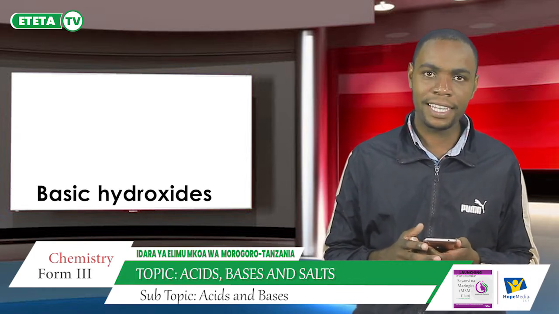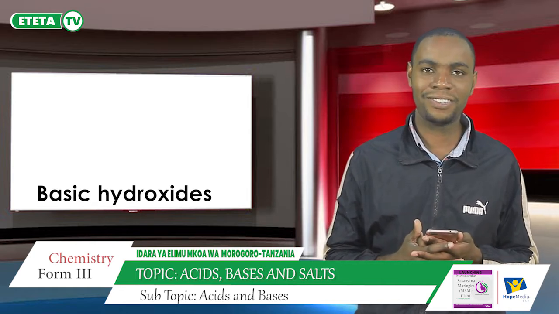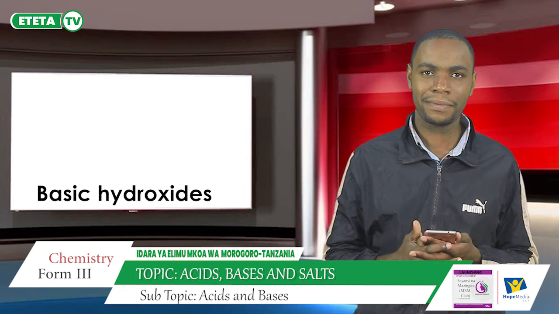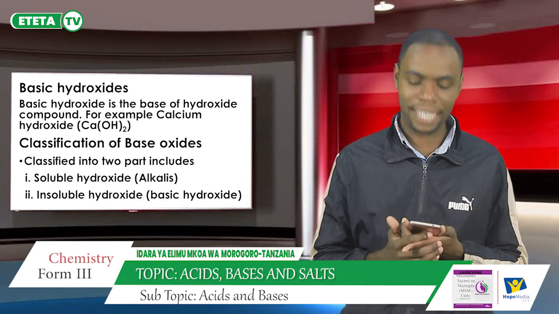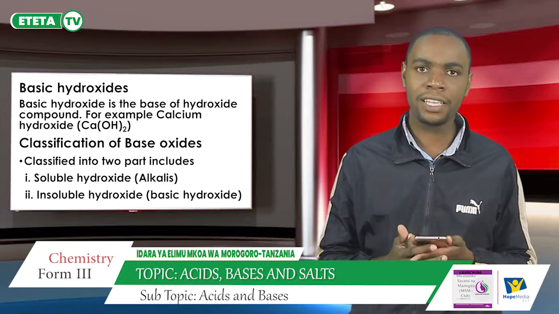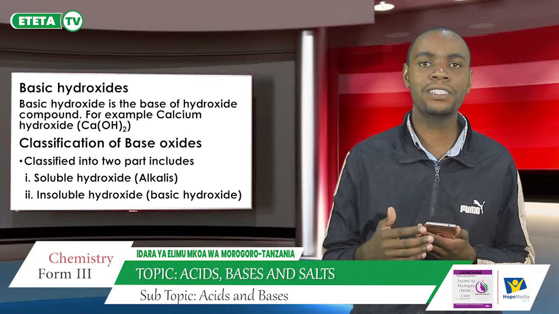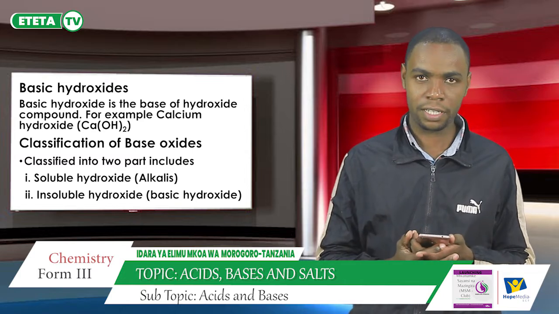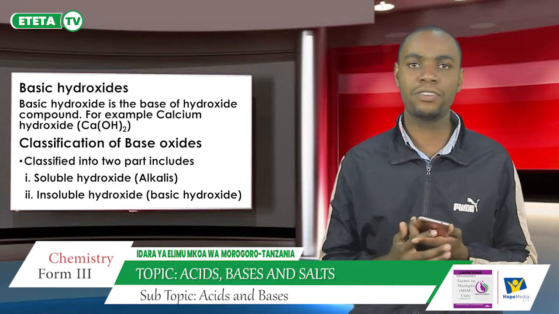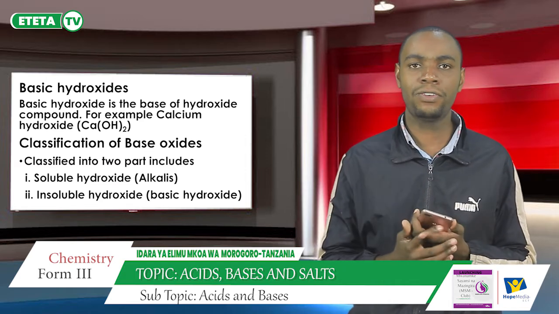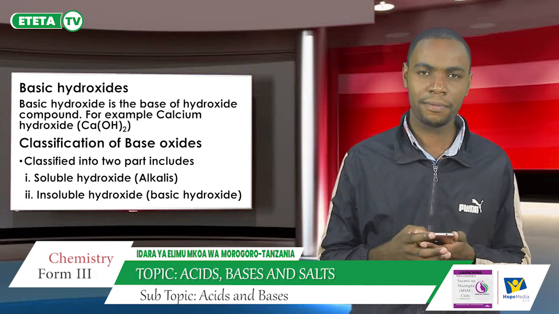Another part of base is basic hydroxide. Students, what is basic hydroxide? Good try. By definition, you can say basic hydroxide is the base of hydroxide compound. For example, sodium hydroxide, magnesium hydroxide, calcium hydroxide. These are examples of basic hydroxide.